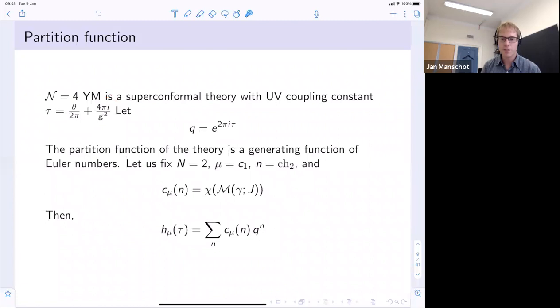In this case of the Vafa-Witten twist, let us take specifically, for now, the case where the rank is 2. Then we have a first Chern class, abbreviated to mu, and let n be the second Chern character, or the instanton number. Then the coefficients c_mu(n) of the partition function are essentially equal to the Euler number of these moduli spaces, suitably well defined, and the partition function becomes a generating function h_mu of tau.